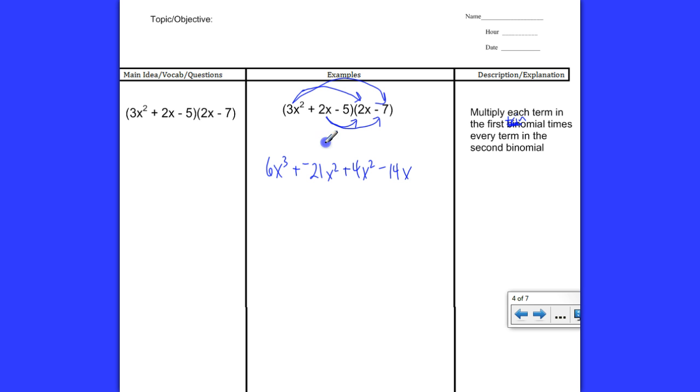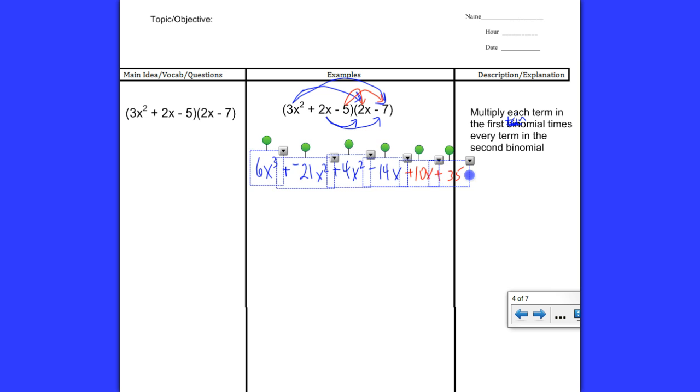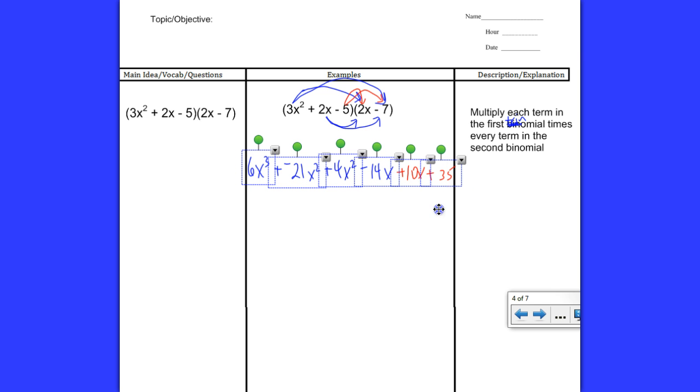And then let's see, I have one more. It gets a little messy here. I'm going to change to red here so you can see the 5 times 2. That would be plus 10x. I'm running out of room here. And then 5 times negative 7 is positive 35. Okay, hopefully you're able to get all that in there.